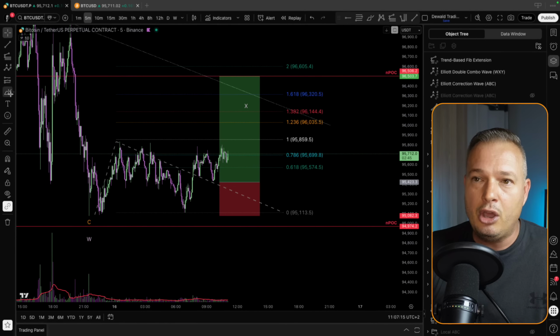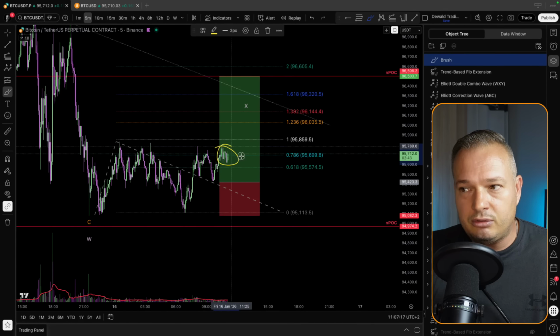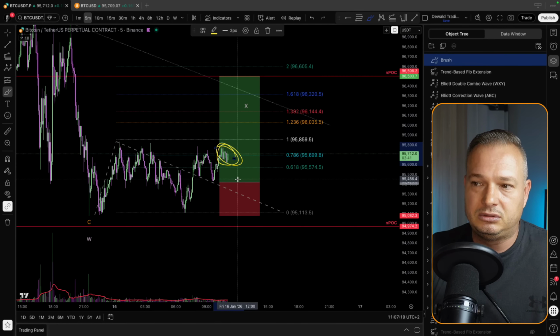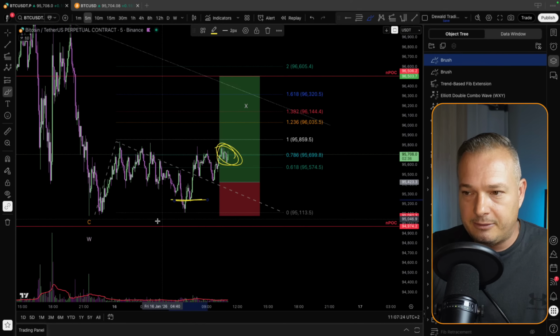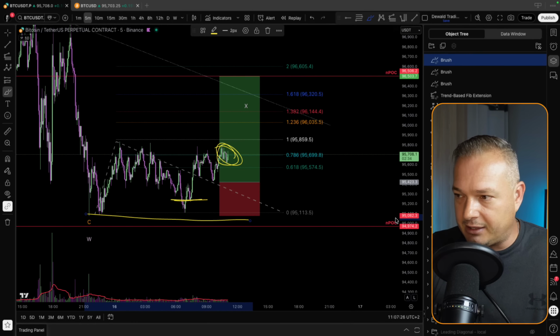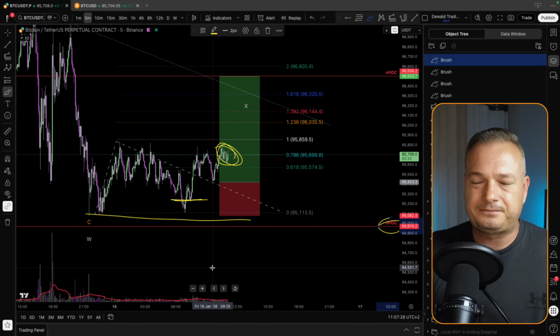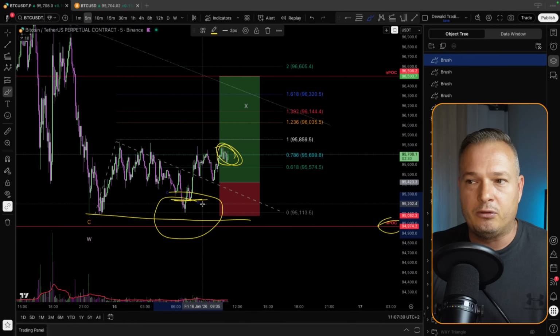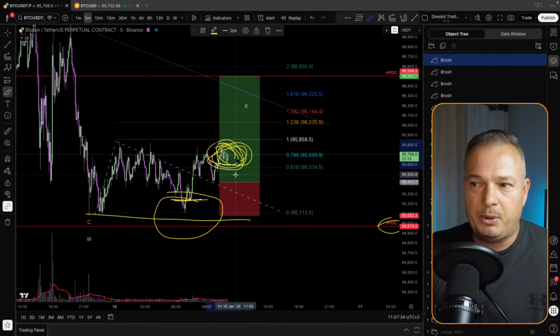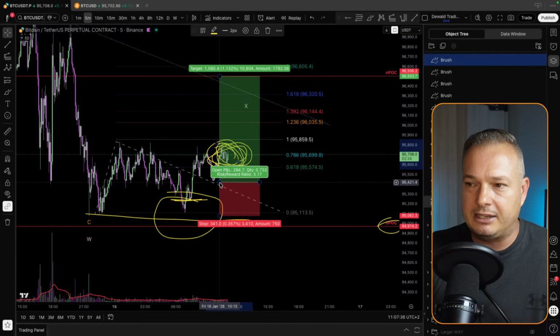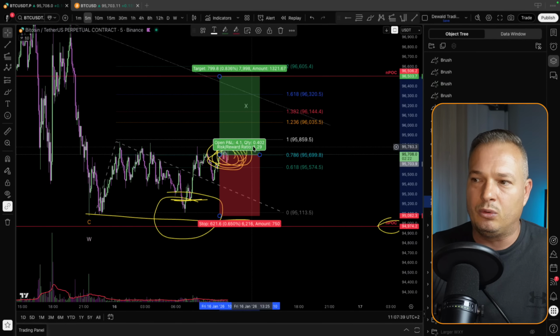Because guys, this is no zone for me to jump into a long. Okay, the best zone for me to have jumped into the long was at the naked point of control. This was the longing zone for me, not here. Because now you're exposing yourself to so much risk, okay? It doesn't make the risk to reward worth it anymore.